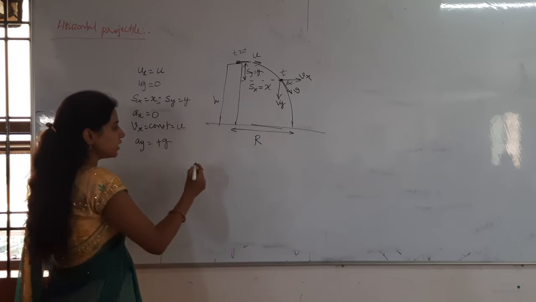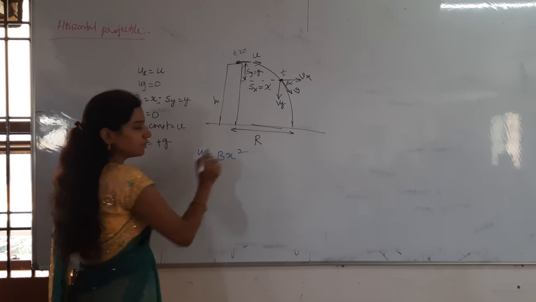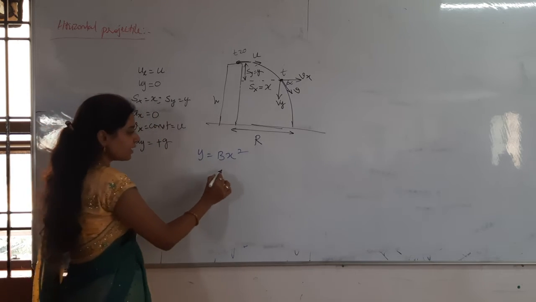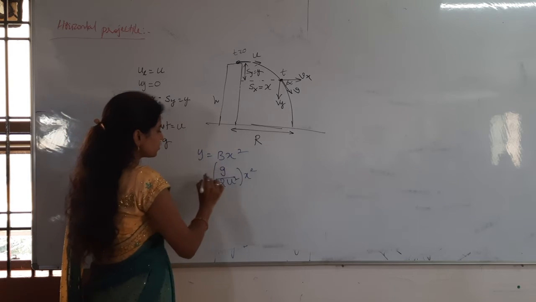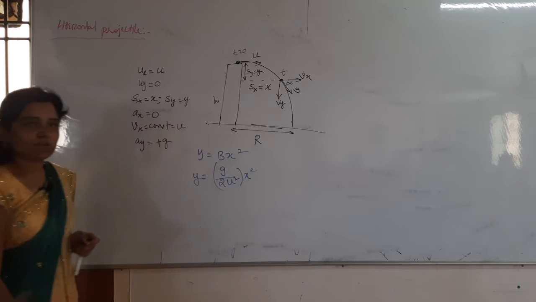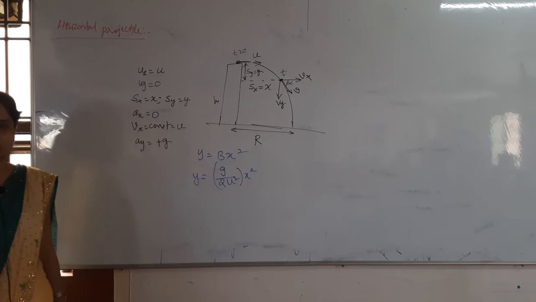And we got only the second term. What is that? Y is equal to bx square only we got. What is the b value we got? g by 2u square into x square. So that we got the parabola. Y is directly proportional to x square, which means the path will be a parabolic path.